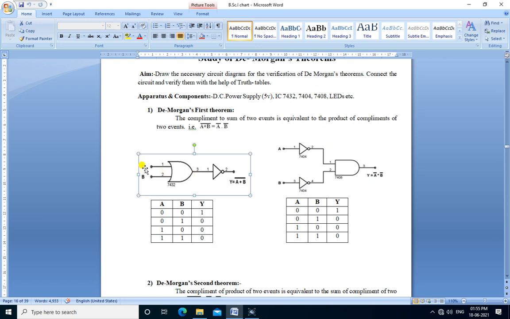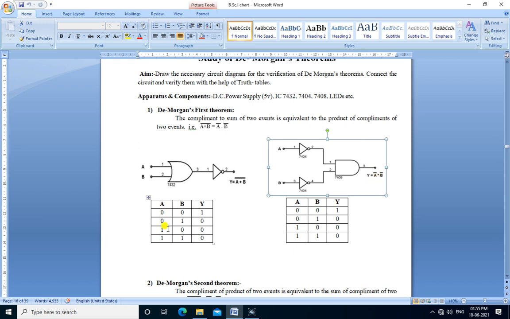In this, A and B, the two inputs, are applied to the OR gate, and the output of this is A plus B, which is applied to the NOT gate. The output of the NOT gate is (A plus B) bar. Here, A and B, the two inputs, are applied to two different NOT gates, and the outputs are A bar and B bar, which are further applied to an AND gate, whose output is A bar dot B bar.